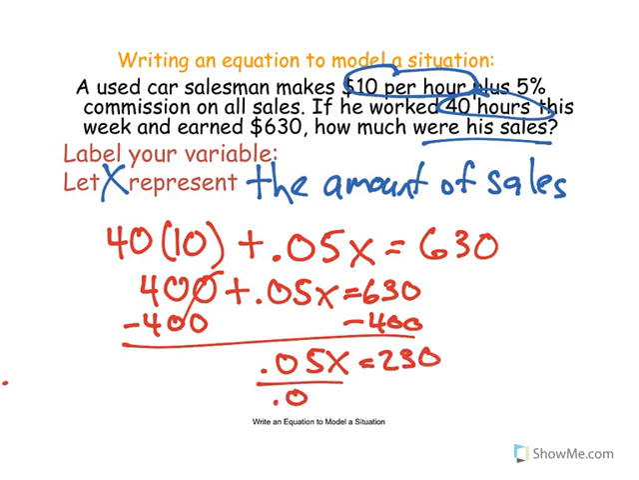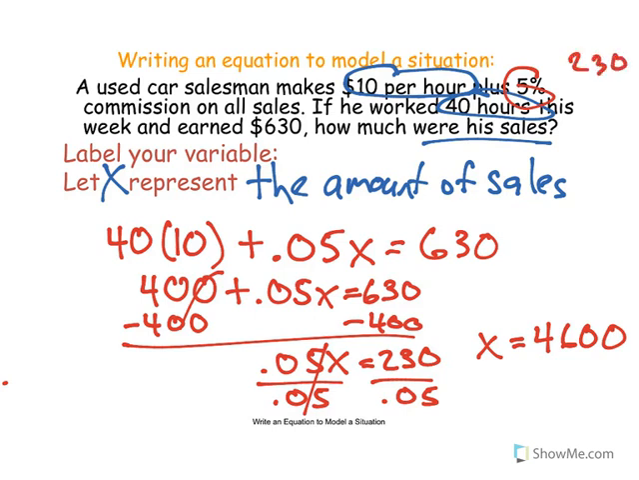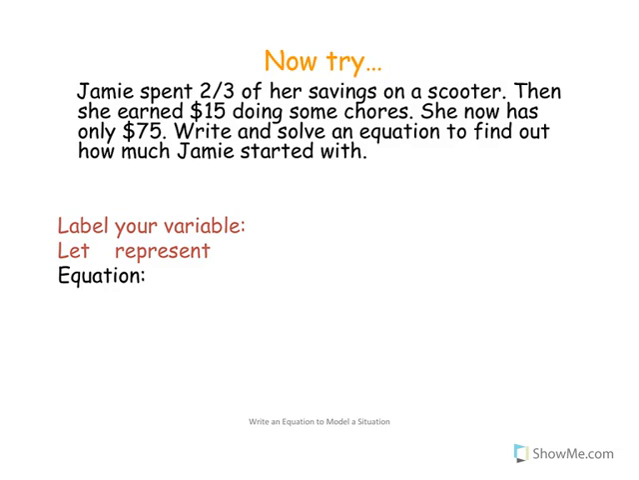So now I'm going to divide both sides by 5/100ths. All right, and we should get x is equal to 4,600, right? So if we were answering this in a sentence, that's where we'd use our dollar sign, and we'd say the salesperson's amount of sales for the week was $4,600. And when we check it, when we take 5% of 4,600, we end up with $230 in commission, plus their $400 in regular salary gives us our $630.